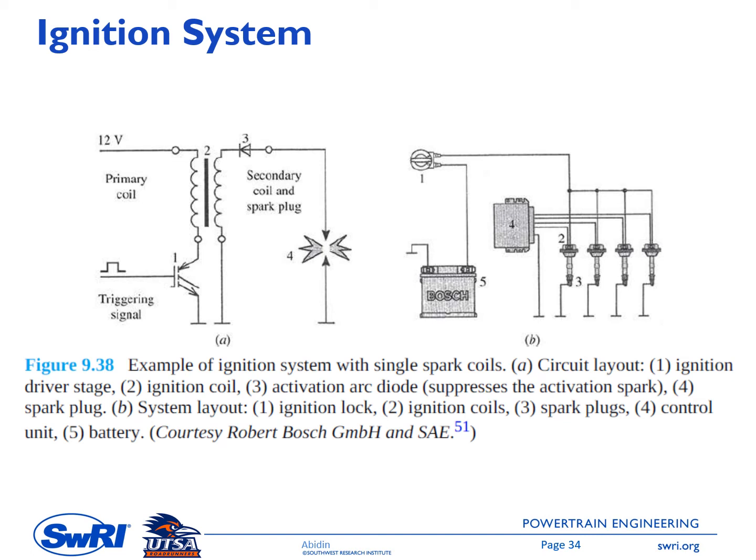Next topic is the ignition system. The function of the ignition system is to provide the necessary energy to initiate the combustion process. There are several types of ignition systems. We have the capacitive discharge ignition system, or CDI system. In this system, a capacitor is used to store the ignition energy.